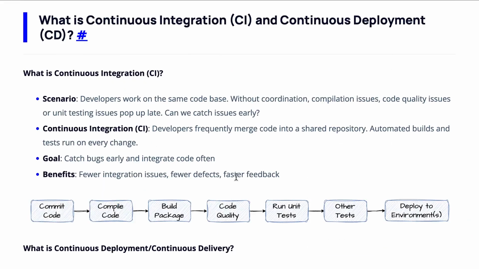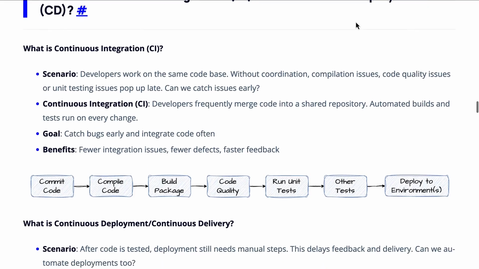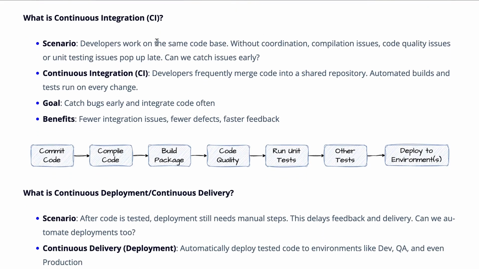In this step, let's dig deeper into continuous integration and continuous deployment, CI/CD. There is also another word, continuous delivery. We'll talk about that as well. So, what is continuous integration? Developers work on the same code base. If they don't have coordination, there can be compilation issues, there can be code quality issues, or unit testing issues.